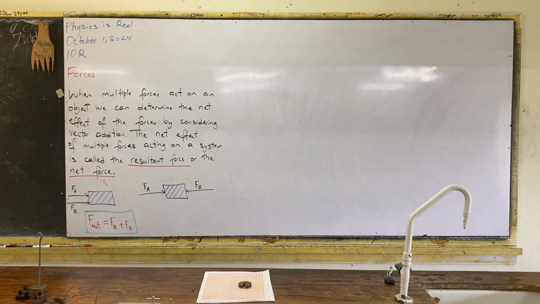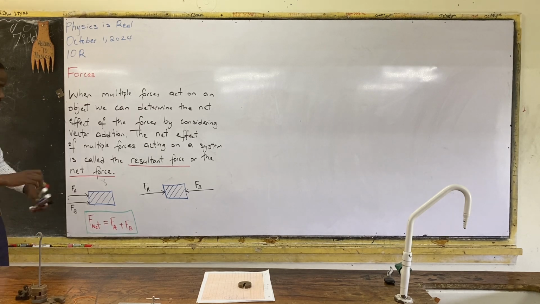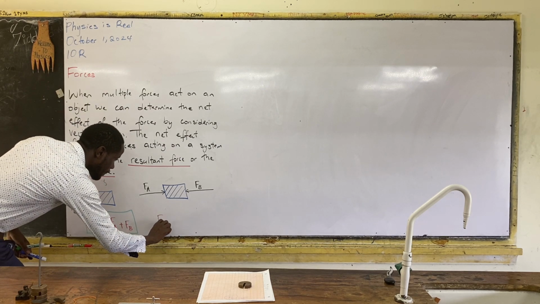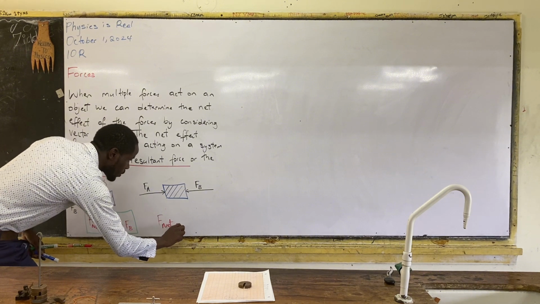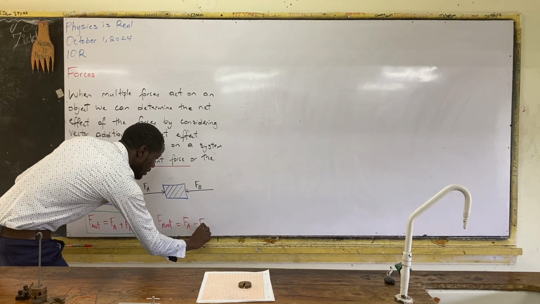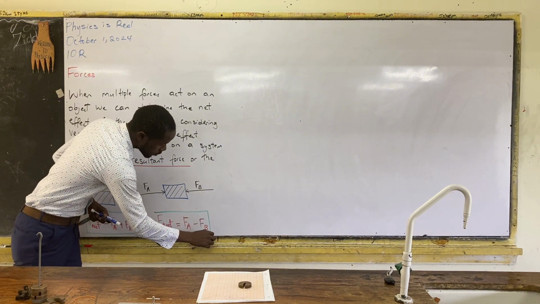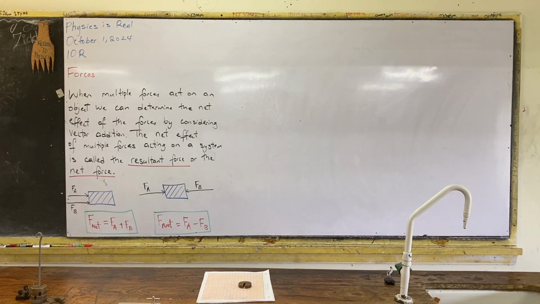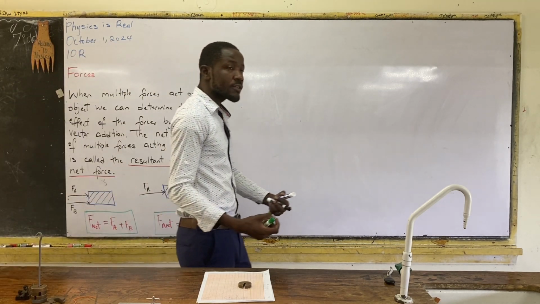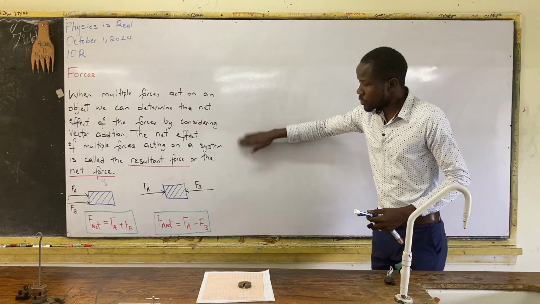In this case, we see that the forces are acting in opposite directions. So once we have vectors in opposite directions, we always subtract. So therefore, now we can write that F net is going to be equal to, let's say, FA minus FB. So we have to always remember, students, that when we have multiple forces acting, we have to determine the net force, or the resultant force, by considering vectors, or vector addition. So that's that.